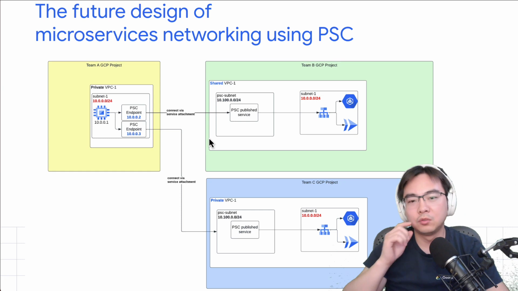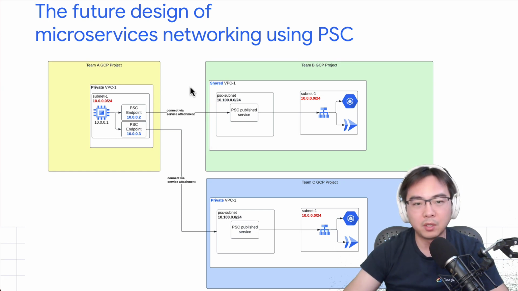Okay, now I want to elaborate a little more on what, in my mind, this can do for the future design of microservices networking via PSC. The example I gave you earlier was obviously just between 2 teams. How about now we have 3 teams? How about we have 4 teams? How about we have 5 teams? How about if some teams are not on shared VPC? Some teams are on shared VPC.